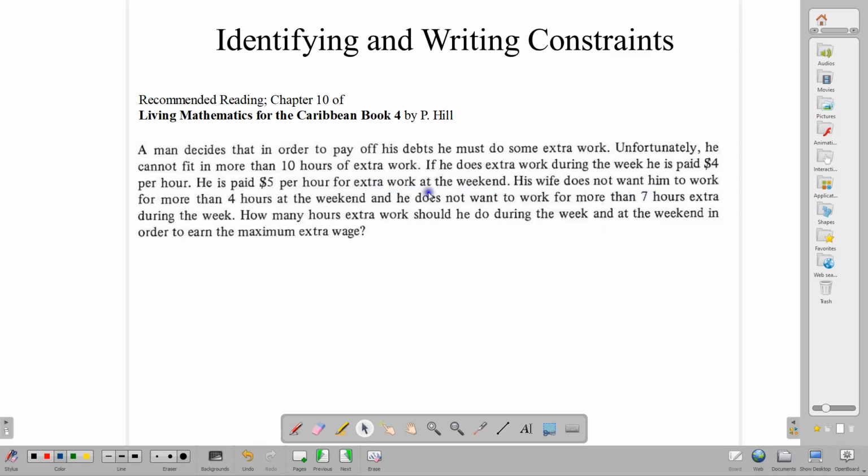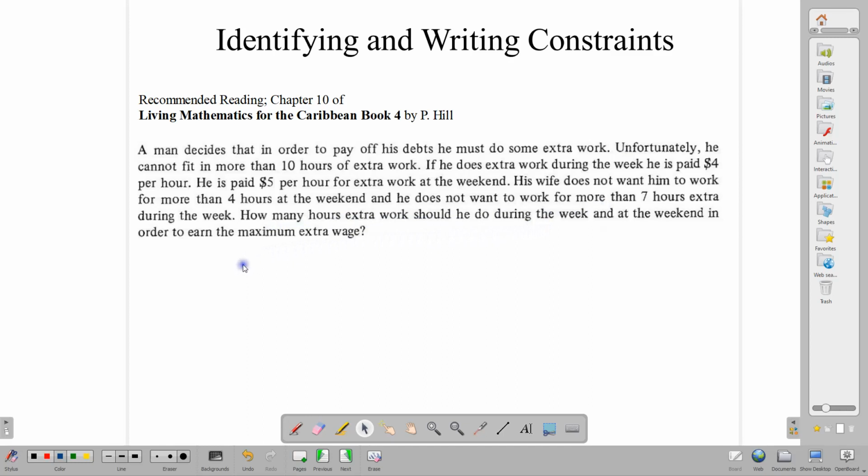His wife doesn't want him to work more than 4 hours at the weekend, and he doesn't want to work more than 7 hours extra during the week. So here's the problem. How many extra hours of work should he be doing during the week and at the weekend in order to earn the maximum wage?